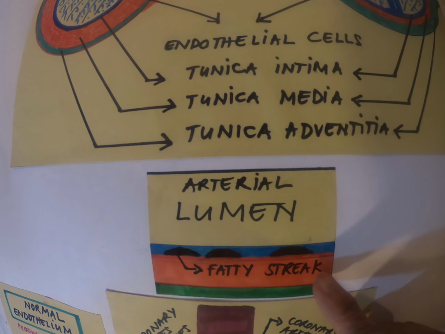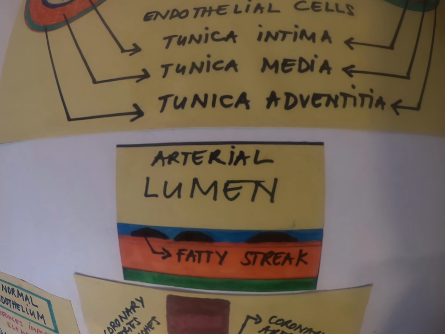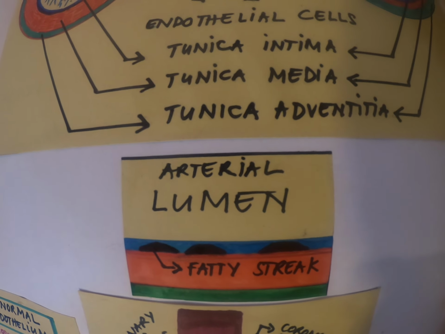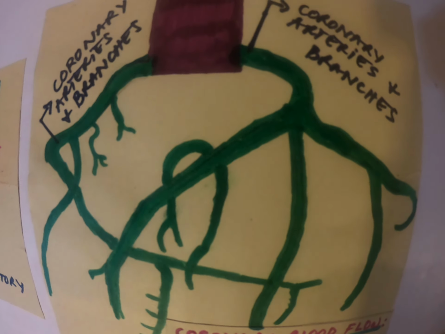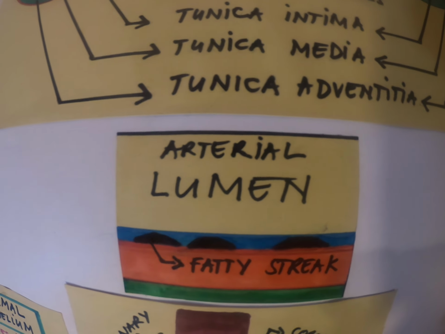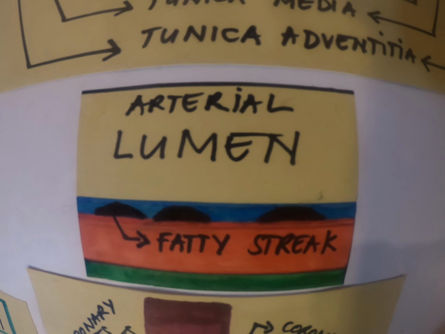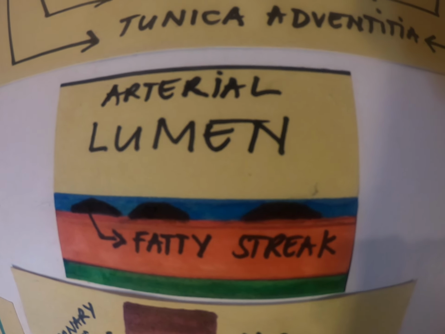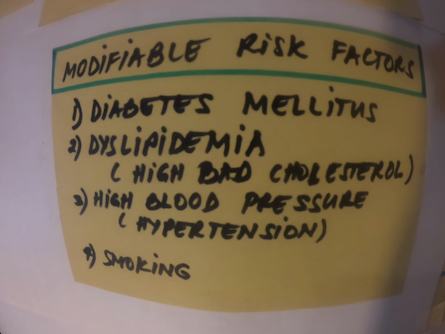We also have the 3 layers, and you notice this is a fatty streak. They say that at age 20, some people have a fatty streak. But if you don't have the risk factors, and if you have good coronary artery circulation, that fatty streak will actually regress. But not all people have it. But if that fatty streak continues, that's because you have some risk factors involved.